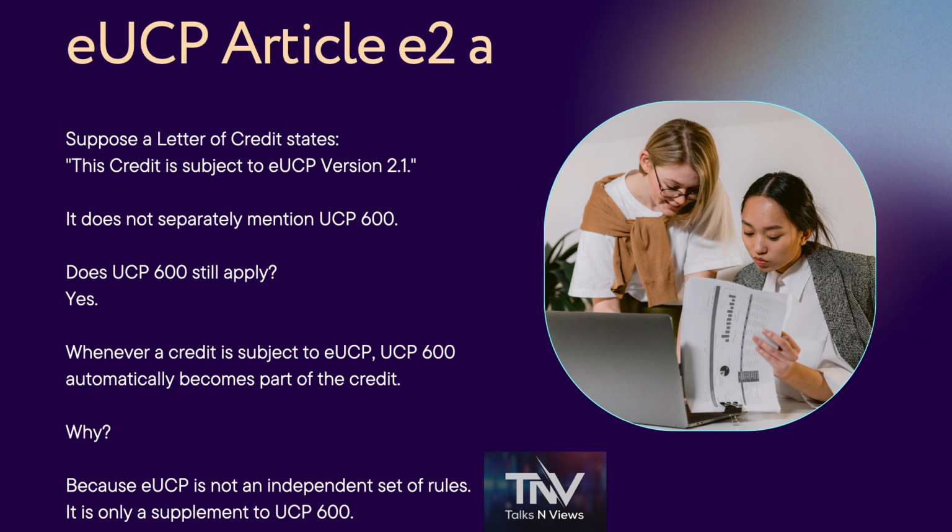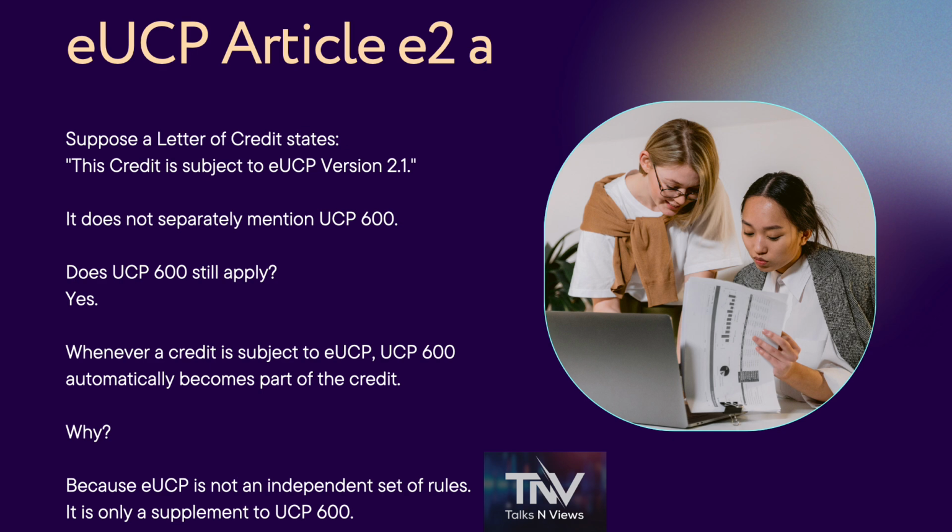Article E2A. An eUCP credit is also subject to UCP 600 without expressly mentioning UCP 600. Suppose a letter of credit states, this credit is subject to eUCP version 2.1. It does not separately mention UCP 600. Does UCP 600 still apply? Yes. Whenever a credit is subject to eUCP, UCP 600 automatically becomes part of the credit.